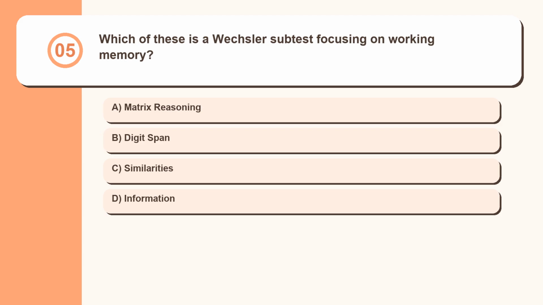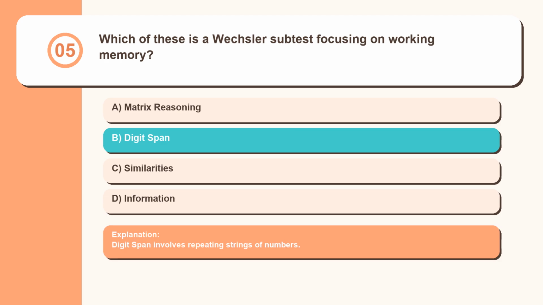Question 5. Which of these is a Wechsler subtest focusing on working memory? Matrix reasoning, digit span, similarities, information. Digit span involves repeating strings of numbers.